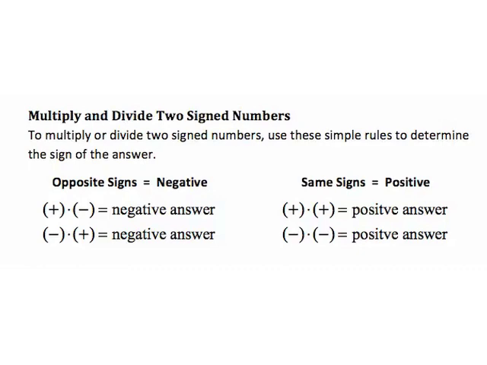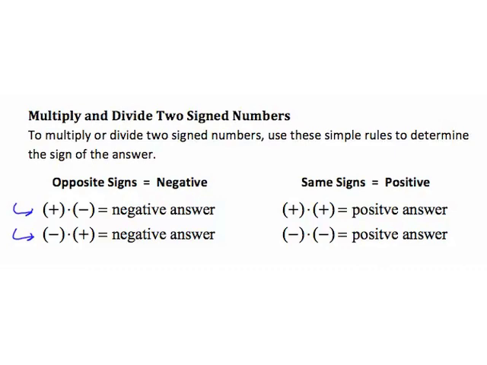Multiply and divide two signed numbers. To multiply or divide two signed numbers, use these simple rules to determine the sign of the answer. If we have opposite signs, we're going to get a negative answer. So if we have one positive times one negative, we're going to get a negative answer. Or if we had one negative times one positive or divided by one positive, we're going to get a negative answer. So opposite signs, or different signs, negative answer.